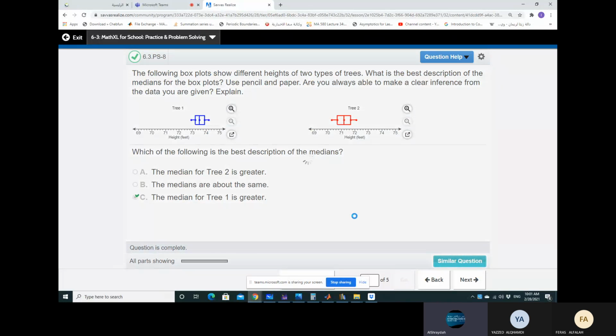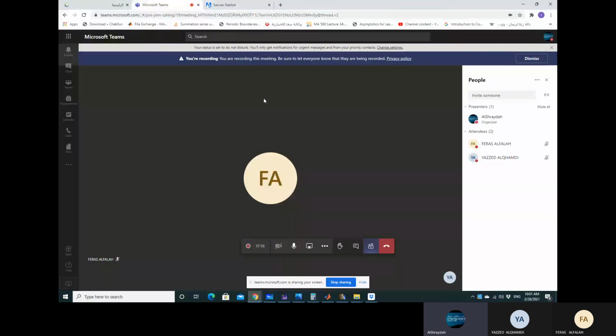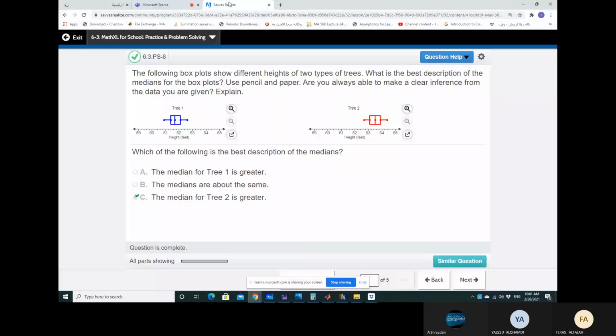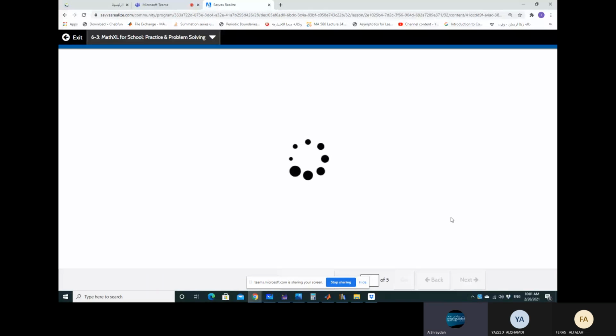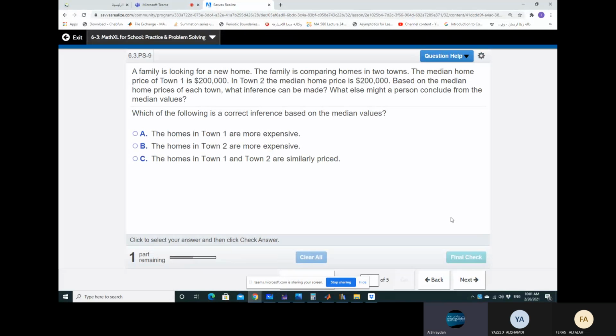Okay, take another question. Also here we have tree 2 with a greater median. Okay, so as you can see, you can compare using medians. The box plot, the line in the middle of the box represents the median. So students, you have 1 minute to read and answer the next question. Who can read and answer this question, please?